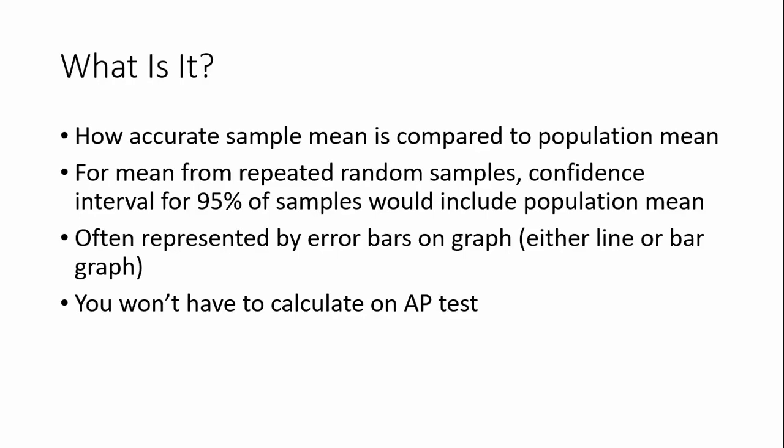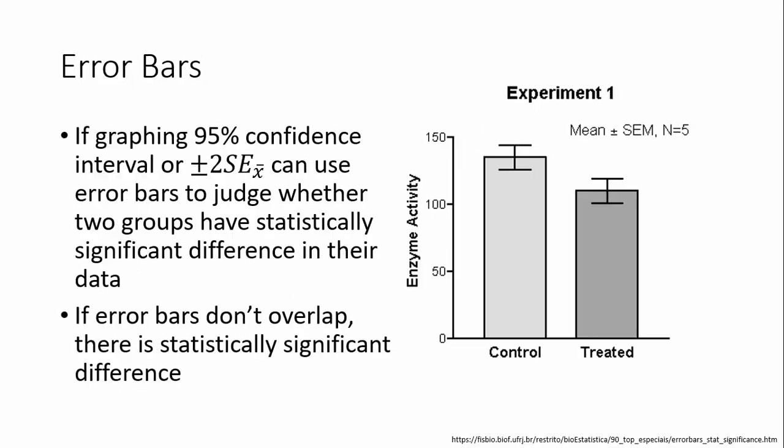This can be done on line graphs and bar graphs, and you won't have to calculate this on the AP test, so I'm not even going to talk about the formula. Instead, we're going to talk about the error bars because this is what tends to commonly show up. So if you're graphing, you can either graph error bars with 95% confidence intervals or plus or minus 2 standard error of the means, depending on what data you're given. And usually on an AP FRQ question, they will give you that value that they want you to graph.